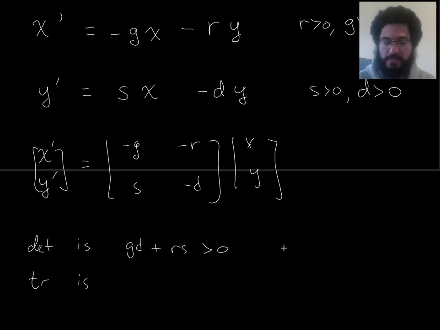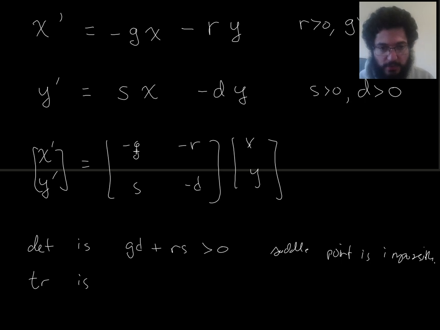So what does that tell us? Well, it rules out only one thing. It rules out the possibility of a saddle point. So I guess now we know saddle point is impossible. So that's cool. And then for trace, let's look at that.